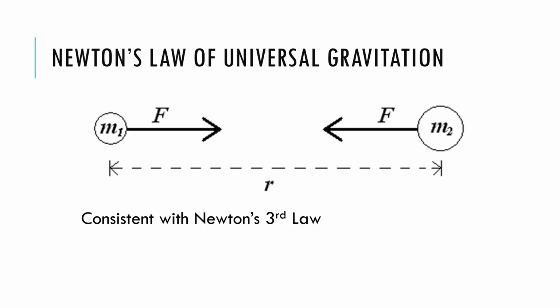So Newton's law of universal gravitation agrees with Newton's third law, even though the force occurs between two bodies that aren't touching. For example, the force of gravity on the Moon from the Earth is the same force of gravity acting on the Earth, but in the opposite direction. Okay, so that's important.